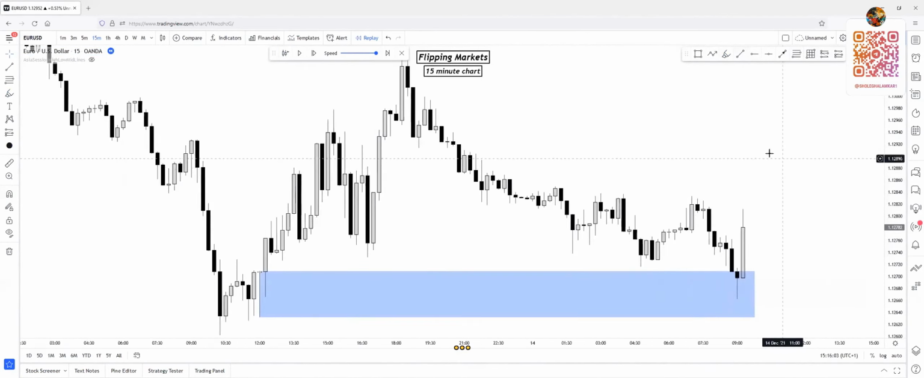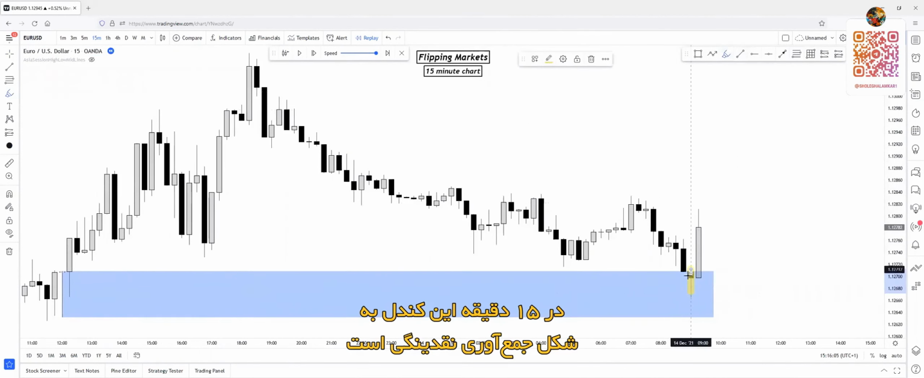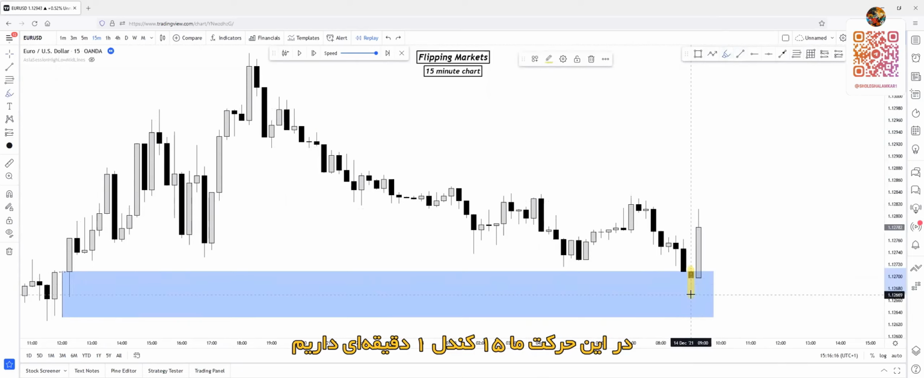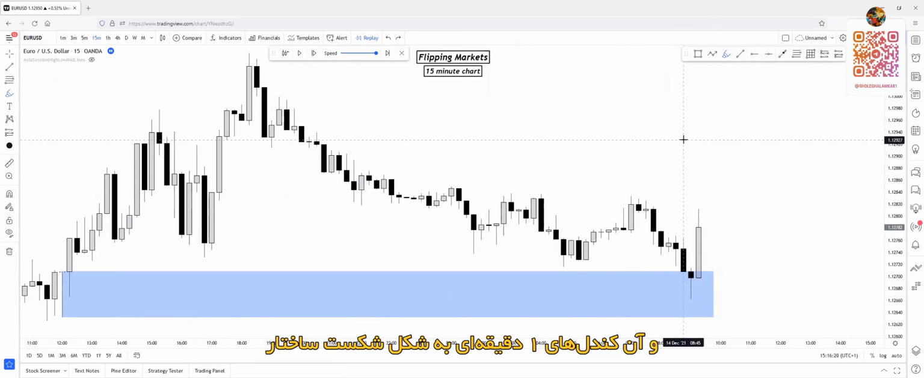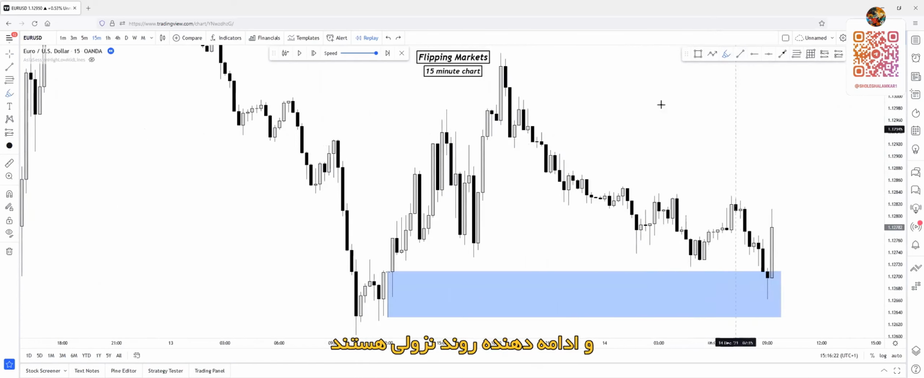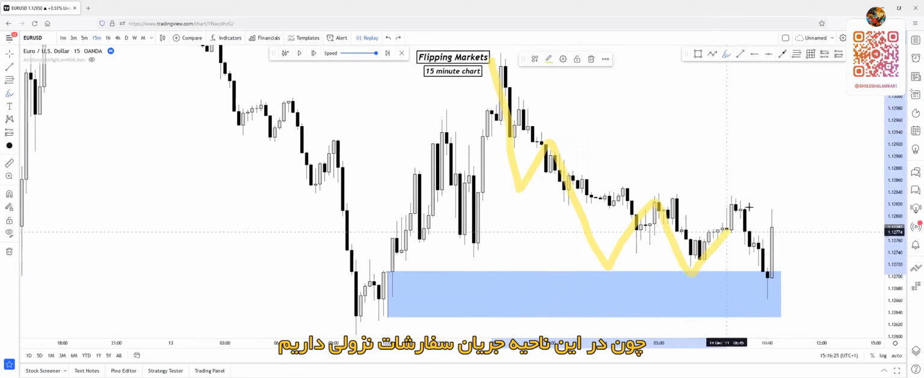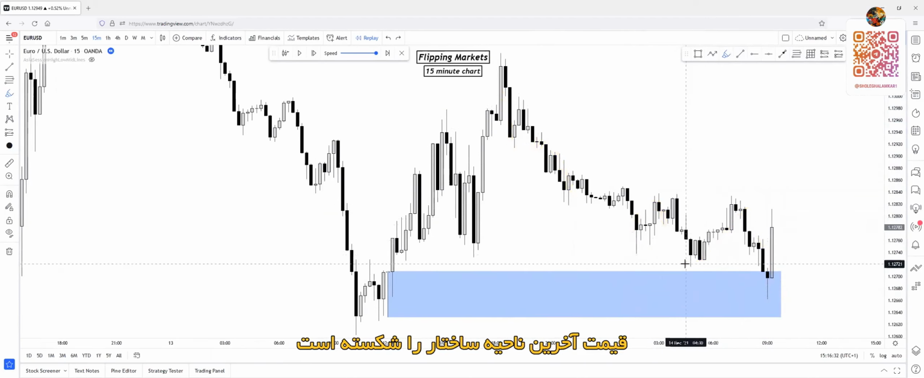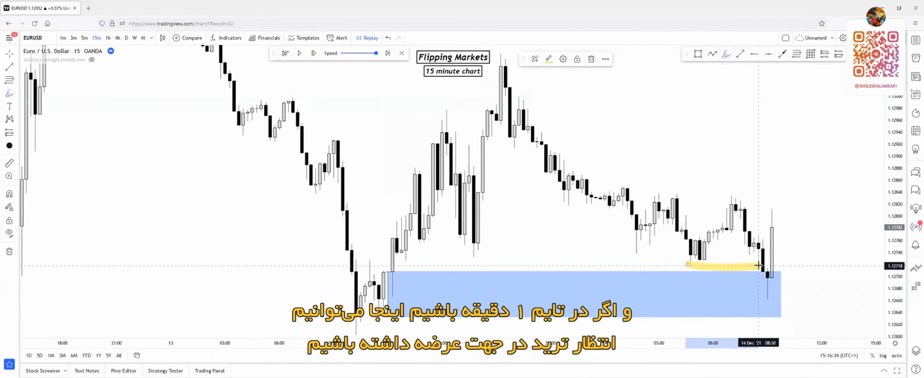Okay, so on the 15-minute, this candle just looks like a liquidity sweep. Let's see, it opened exactly at 9, and the next candle opened at 9:15. So within this movement, we will have 15 1-minute candles, and those 1-minute candles will look like a break of structure and the continuation of the bearish order flow, because in this region we have a bearish order flow, as you can see, a series of lower highs and lower lows. Price broke through this last structural point, we can say that.